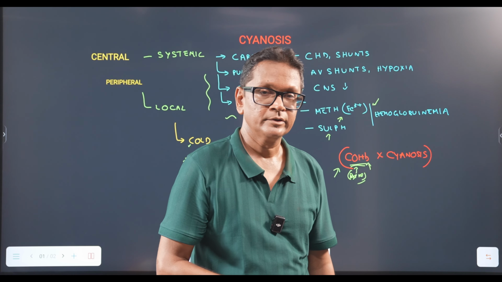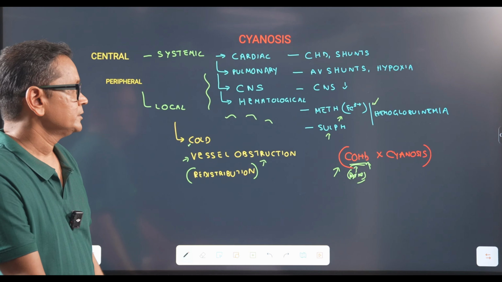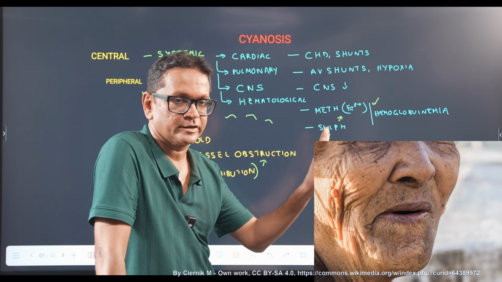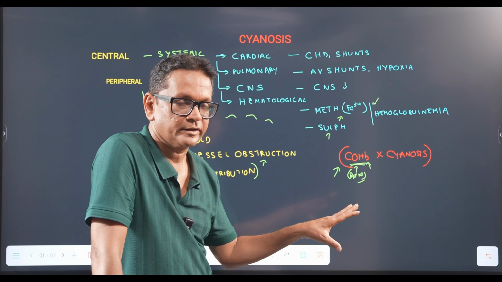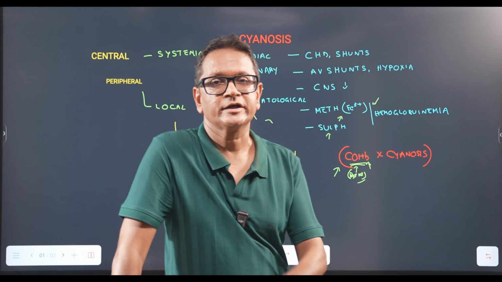So how to distinguish central cyanosis from peripheral cyanosis? The classical teaching is that if mucous membranes are affected, it is central cyanosis. If they are not affected, only skin is affected, it is peripheral cyanosis. But it is not so straightforward.